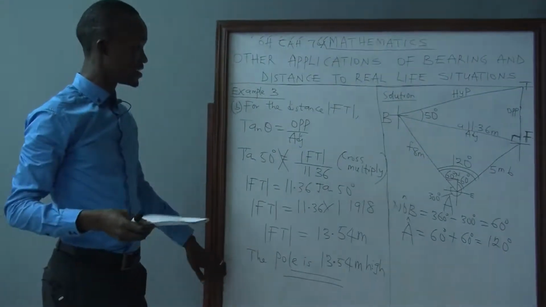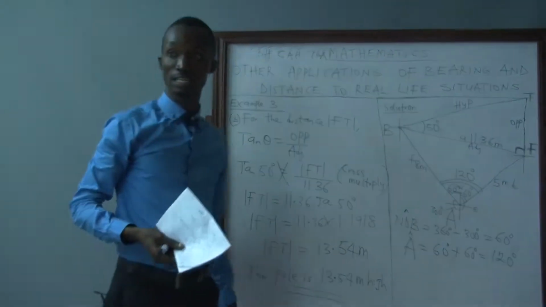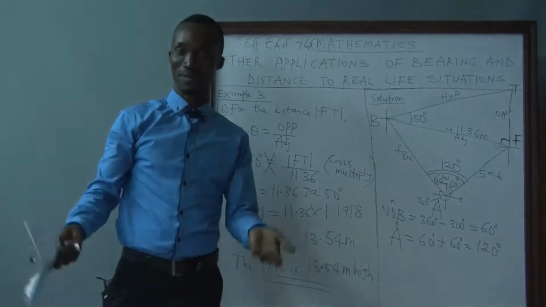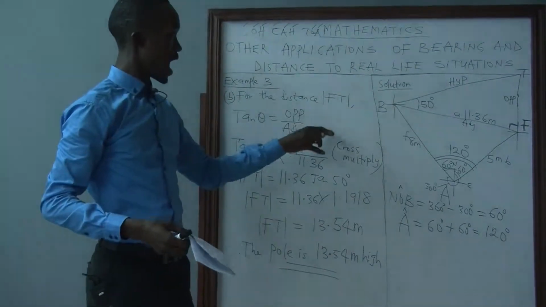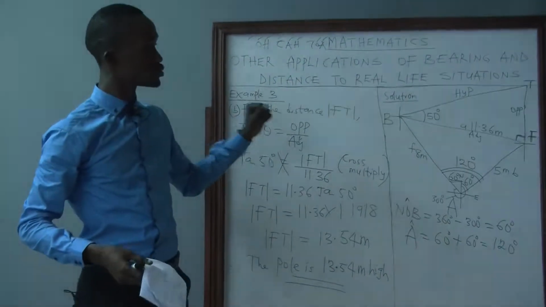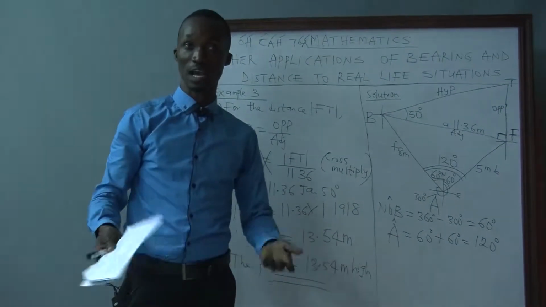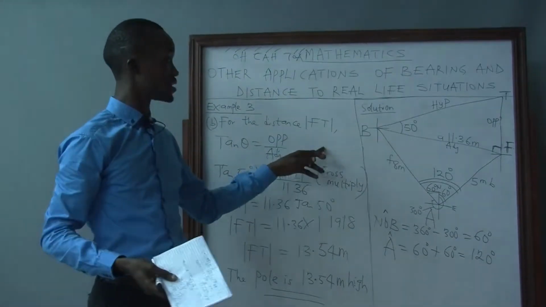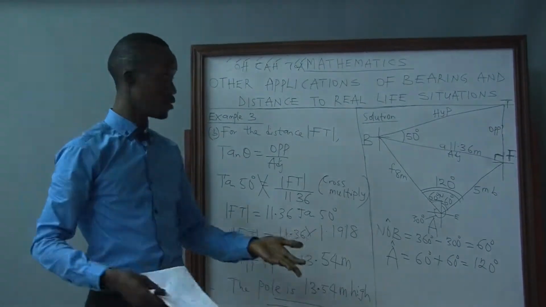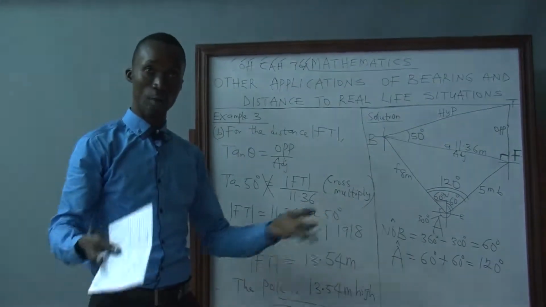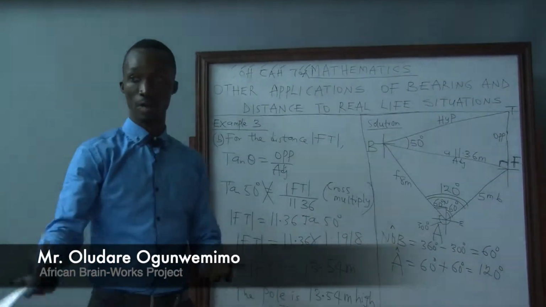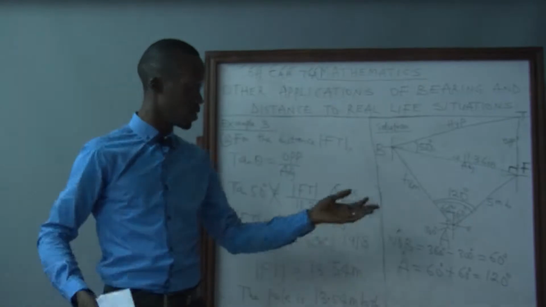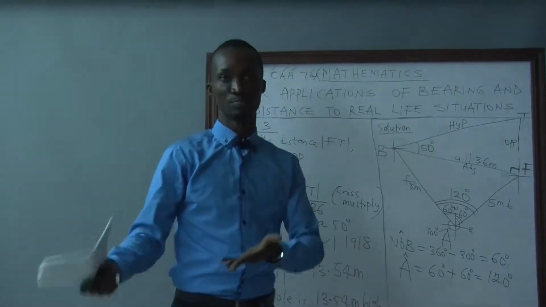Now, you may be asking yourself, of what use is bearing and distance to you? I just want to tell you that in real life situations, things that we see around us, we come across bearing and distance. The first example, thank God for the world we are in now. We are in an advanced world where we have GPS and Google Maps, especially when we are trying to locate a place. When we are going to a place that we've not been to before, we rely on our GPS and our Google Map.